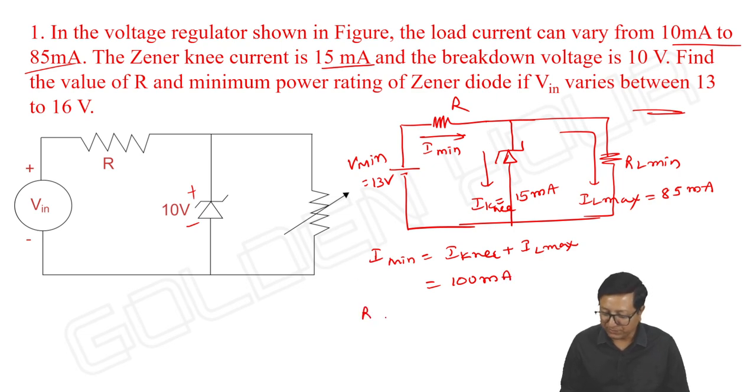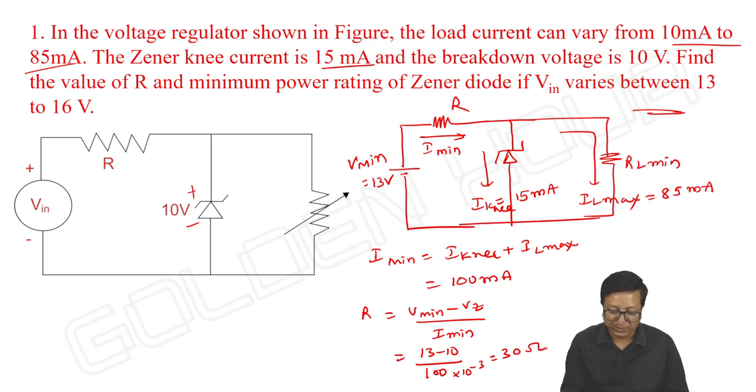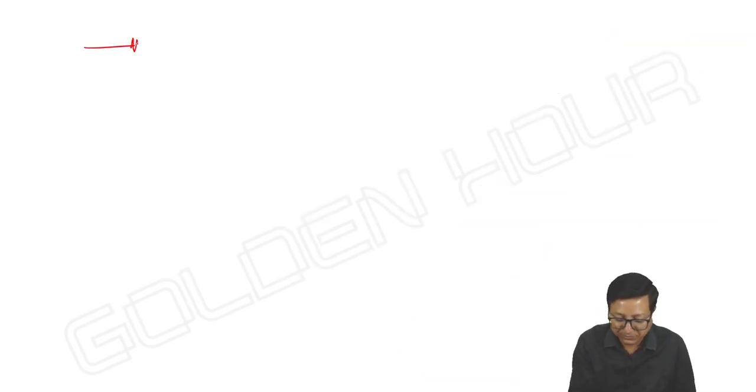Once you get I minimum, R is equal to V minimum minus Vz by I minimum. It is 13 minus 10 by 100 milli, or 0.1. It is 30 ohms. R value we have got. Once we get R, redraw the circuit with V input maximum, 16 volts, and R equal to 30 ohms.